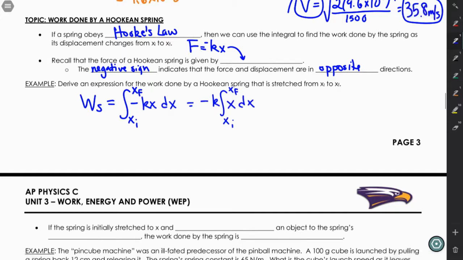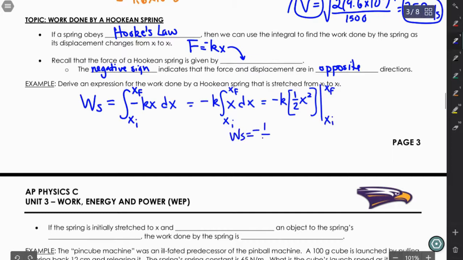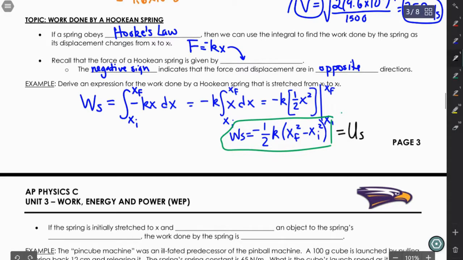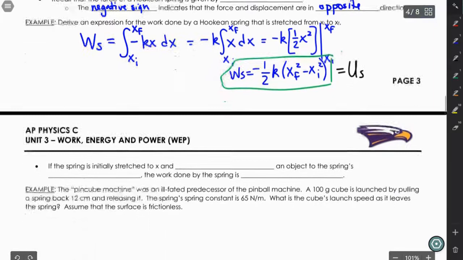Remember, when you do the integral of a line, it becomes a parabola. And so it's going to be negative k times 1/2 x squared evaluated from xi to xf. All we've got to do now is plug in our xf and xi. And so we end up with the work done by a spring equal to negative 1/2 k (xf squared minus xi squared). If you look at formula sheets, this is the equation given for two things: one, the work done by a spring, but this is also the potential energy stored in the spring. And we'll get to potential energy in a couple of videos.